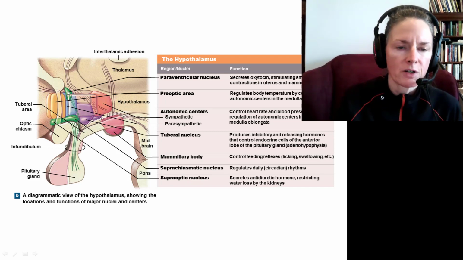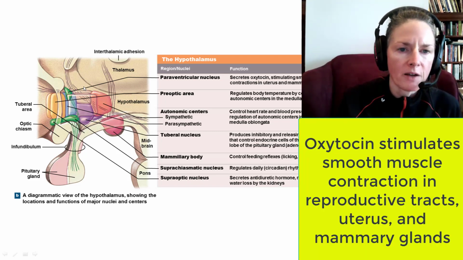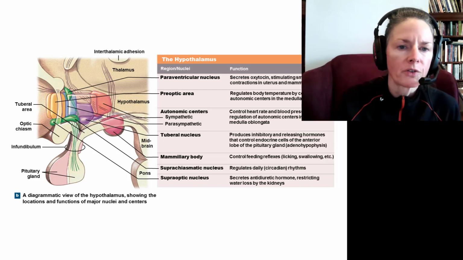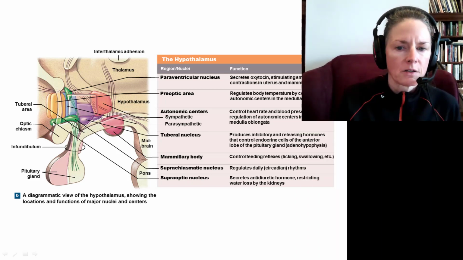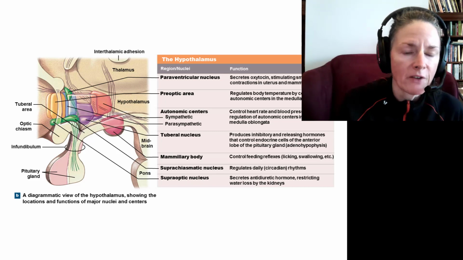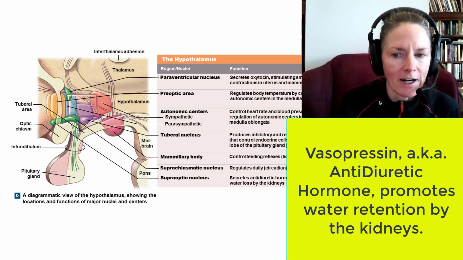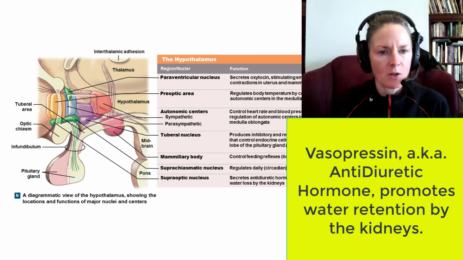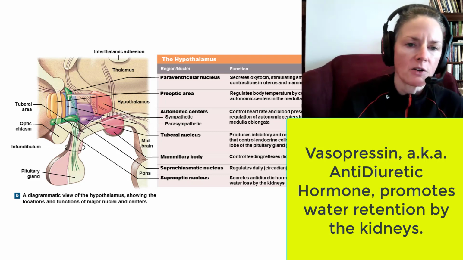The first is the paraventricular nucleus, so named because it's on the outside of the third ventricle. This secretes a hormone called oxytocin, which stimulates smooth muscle contractions in the reproductive tract, as well as the mammary glands. We will also see the supraoptic nucleus right here, which releases something called vasopressin, also known as antidiuretic hormone, which prevents water loss by the kidney. So it helps the kidney retain water rather than excrete it in urine.